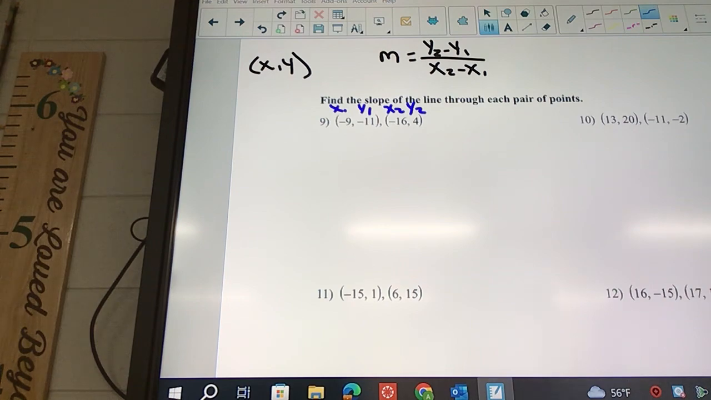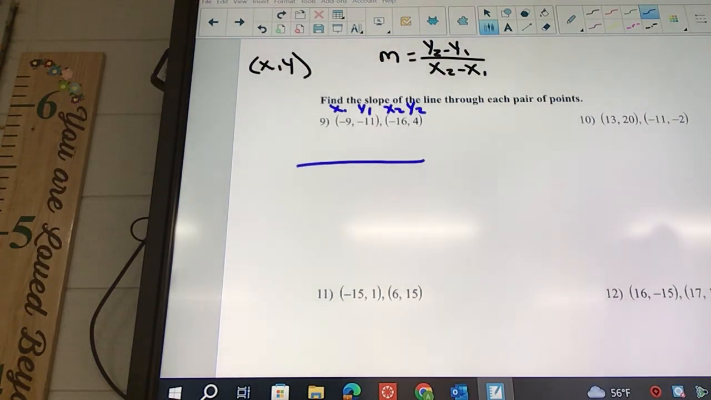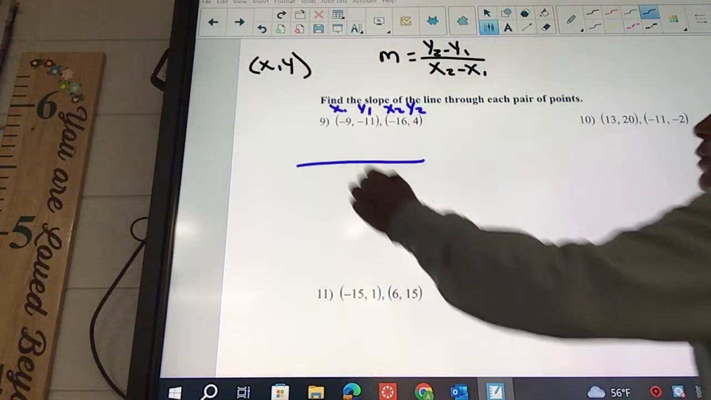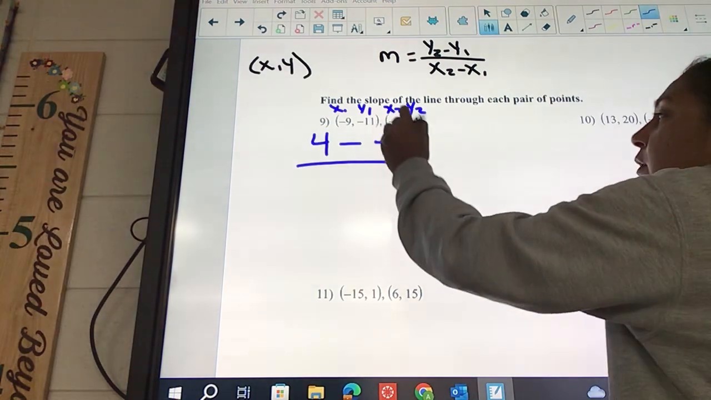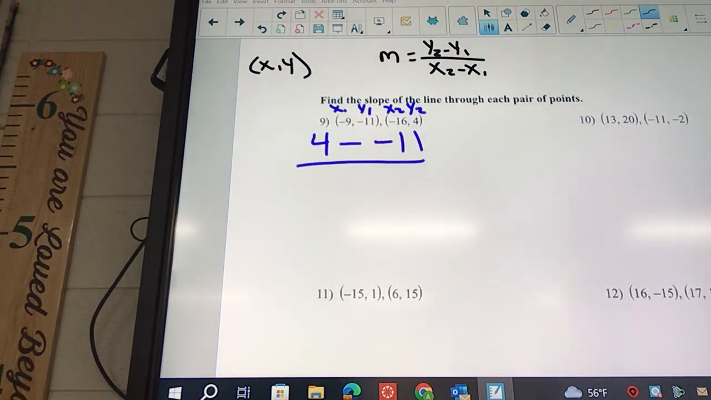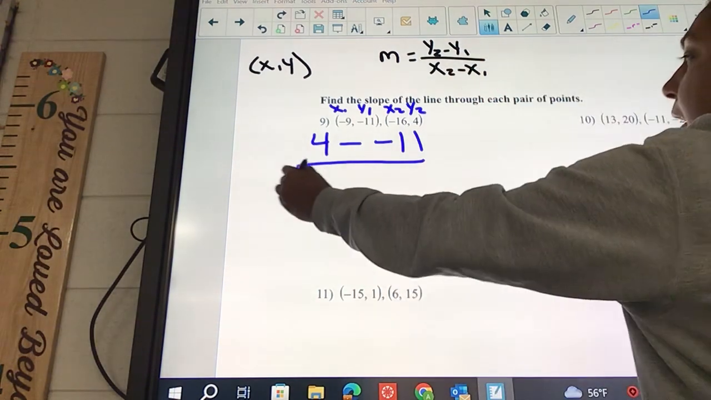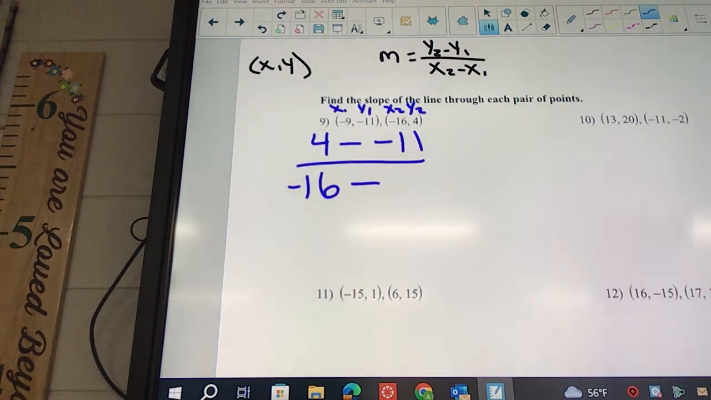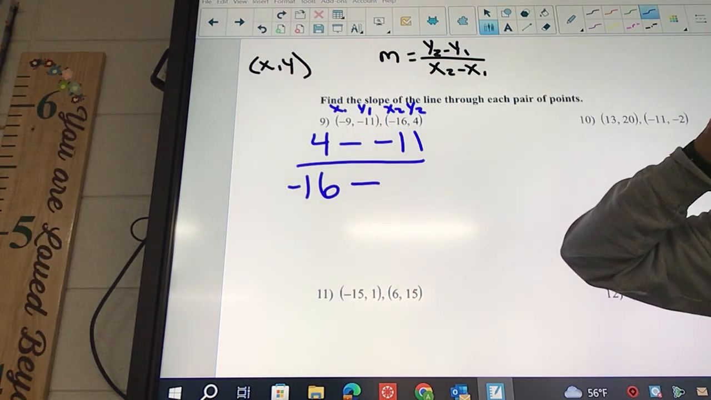Okay, and so we're going to put everything where it goes. So I'm working with y2. What is my y2? 4. So we're going to say 4 minus, what is my y1? Negative 11. So we're going to put negative 11. Make sure that you're always going to have at least one minus there. Okay, x2. Now we're looking at the bottom here. What is my x2? So negative 16 minus, that minus is part of the formula, it's always going to be there, x1, negative 9.